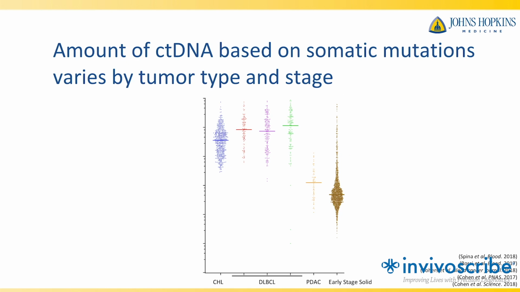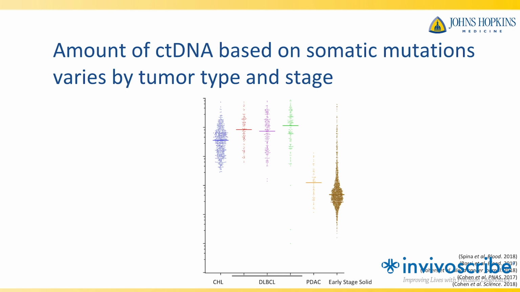So these are data pulled from several large studies, both hematologic and non-hematologic, which show that the amount of ctDNA, if you define ctDNA by the tumor VAF, variant allele frequency, really varies by tumor type and stage. So on the left, we have classical Hodgkin lymphoma, about 3% on average.